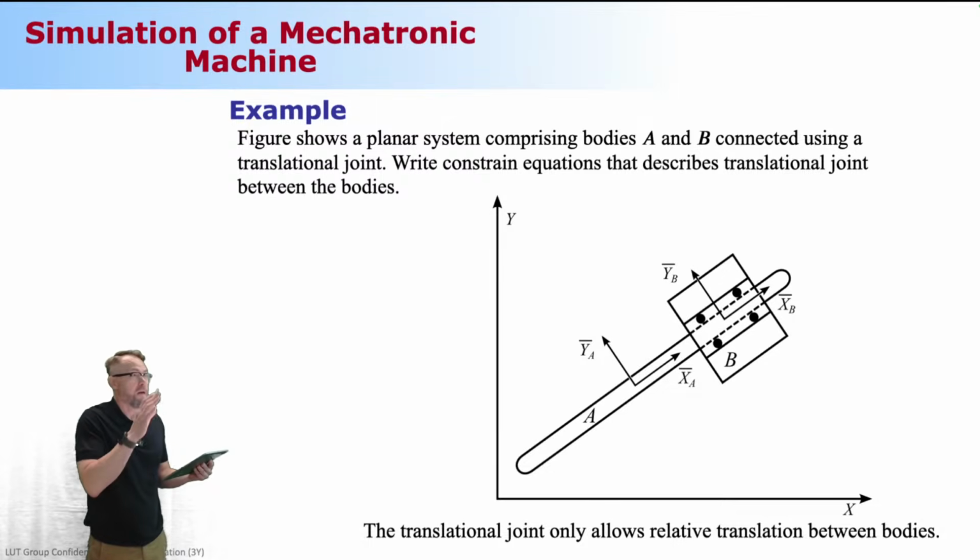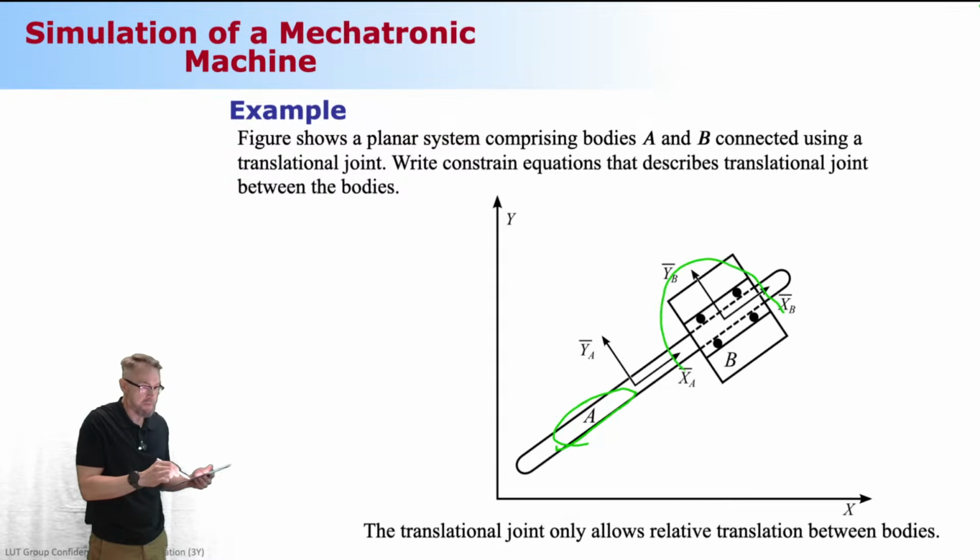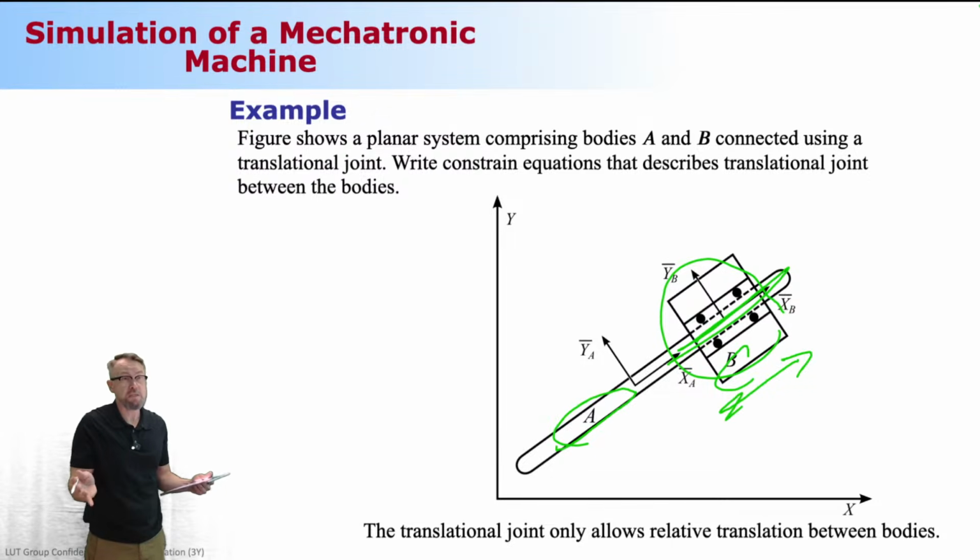Okay, I have here two bodies. I have a beam-like body, that is called body A, and then I have a box-like body, that is body B. And these two bodies are connected together via a translational joint. You know what happens: this box-like body can slide along the beam-like body, and that's it. That's what it can do. It's going to take two constraint equations to set this, not more than that.